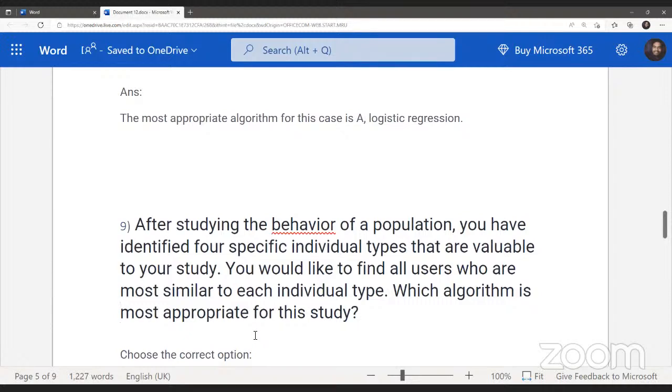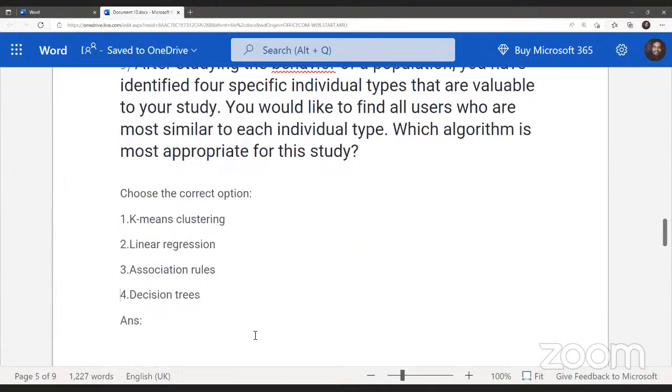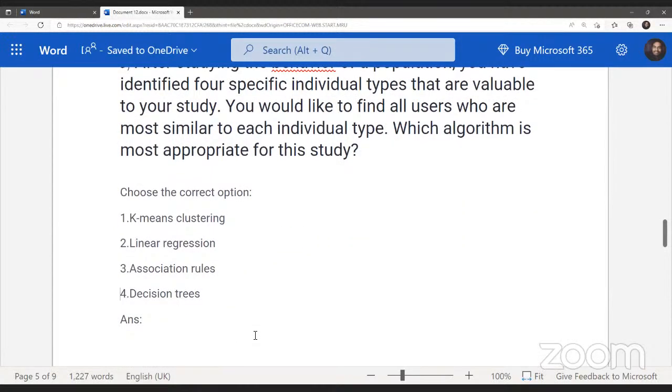So as we jump to the next question, after studying the behavior of a population, you have identified four specific individual types that are valuable to your studies. You would like to find all users who are most similar to each individual type. Which algorithm is the most appropriate for this kind of study? The options are k-means clustering, linear regression, association rules, and decision tree. If anyone knows the answer, try to ping me in the chat box and we'll discuss the answer within a minute.